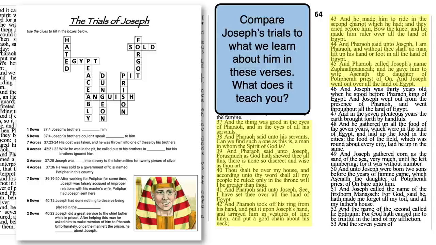And Pharaoh called Joseph's name Zaphnath-Paneah. And he gave him to wife Asenath, the daughter of Potipharah, priest of On. And Joseph went out over all the land of Egypt. What a turn of events! What a transformation! He goes from prisoner to prince.